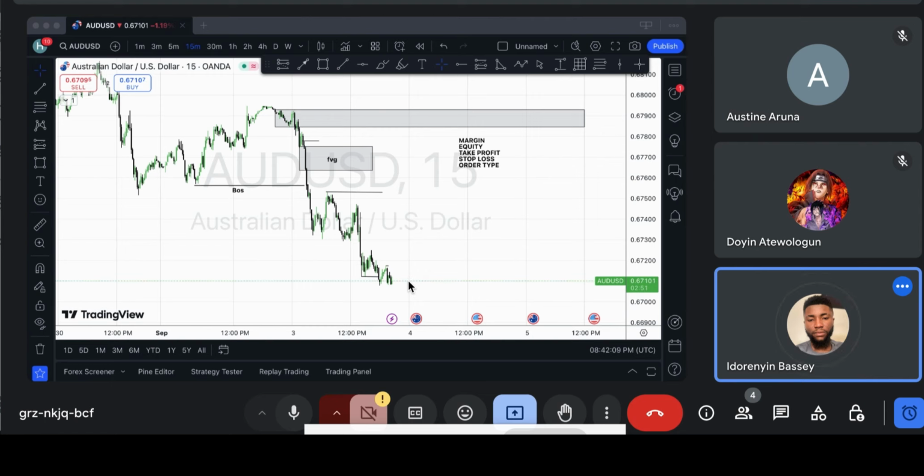Number two, leverage allows traders to control larger positions with a smaller amount of capital.